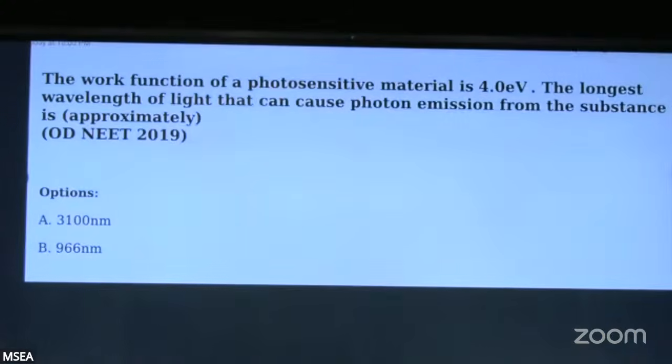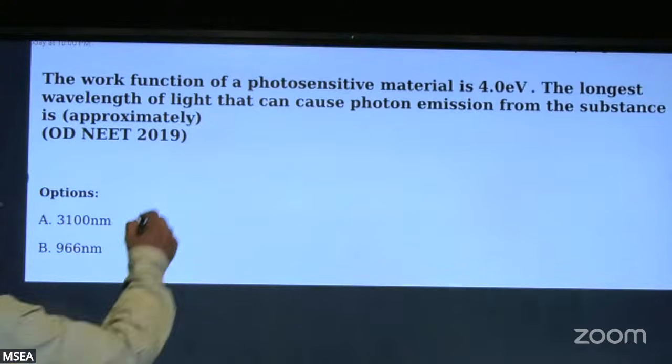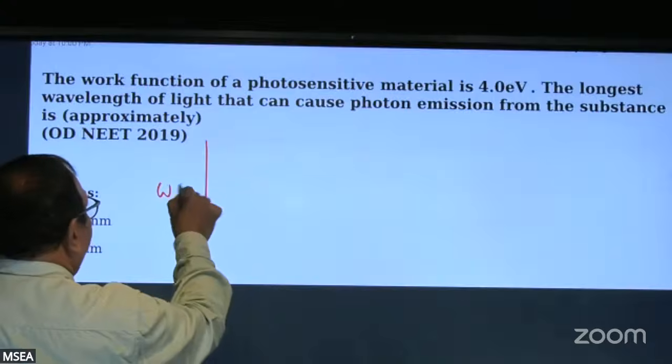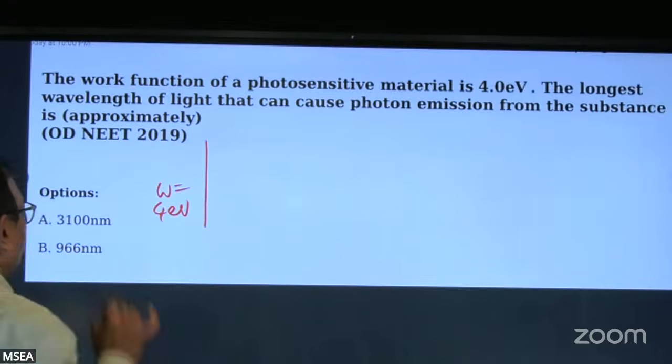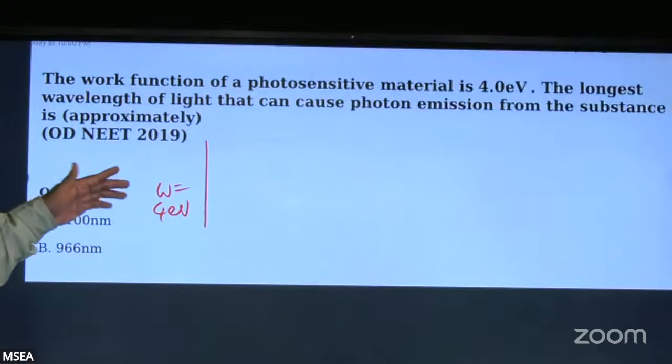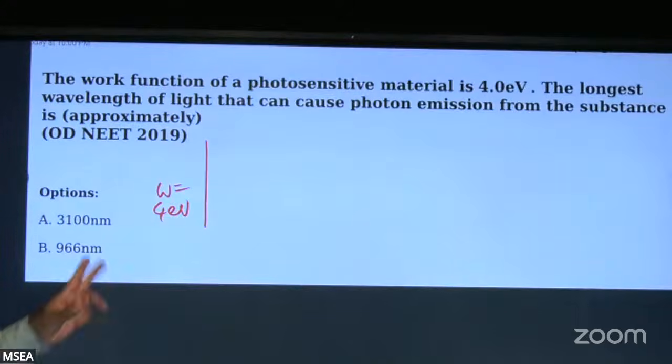Now, let us take the work function of a photosensitive material. This is the longest wavelength of light that can cause photoemission from the substance. This is exactly similar to the 2026 question. Work function is given as 4 electron volts, and it asks about the longest wavelength of light that can cause photoemission. In 2026 they asked which of the following does not give the photoelectric effect.